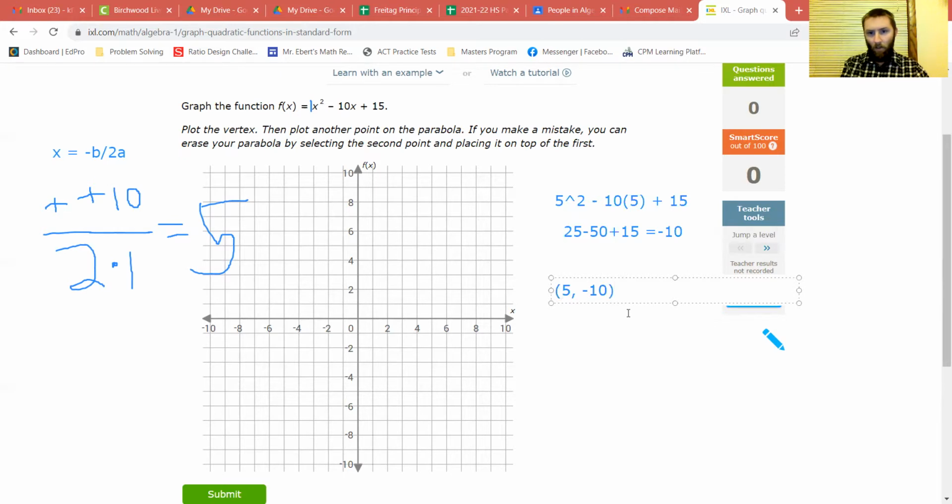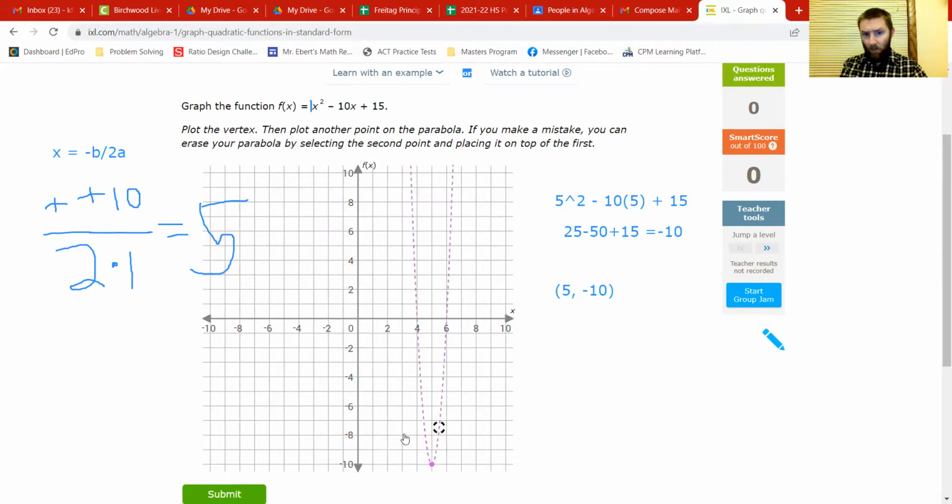That coordinate point is where I plot my vertex. So I follow this formula, x equals negative b over 2a. And then I find my y coordinate by plugging that x value into the equation. And I get a vertex of 5, negative 10. So I can plot that down there. I just go to that point and click. Now you can see I've plotted a vertex.